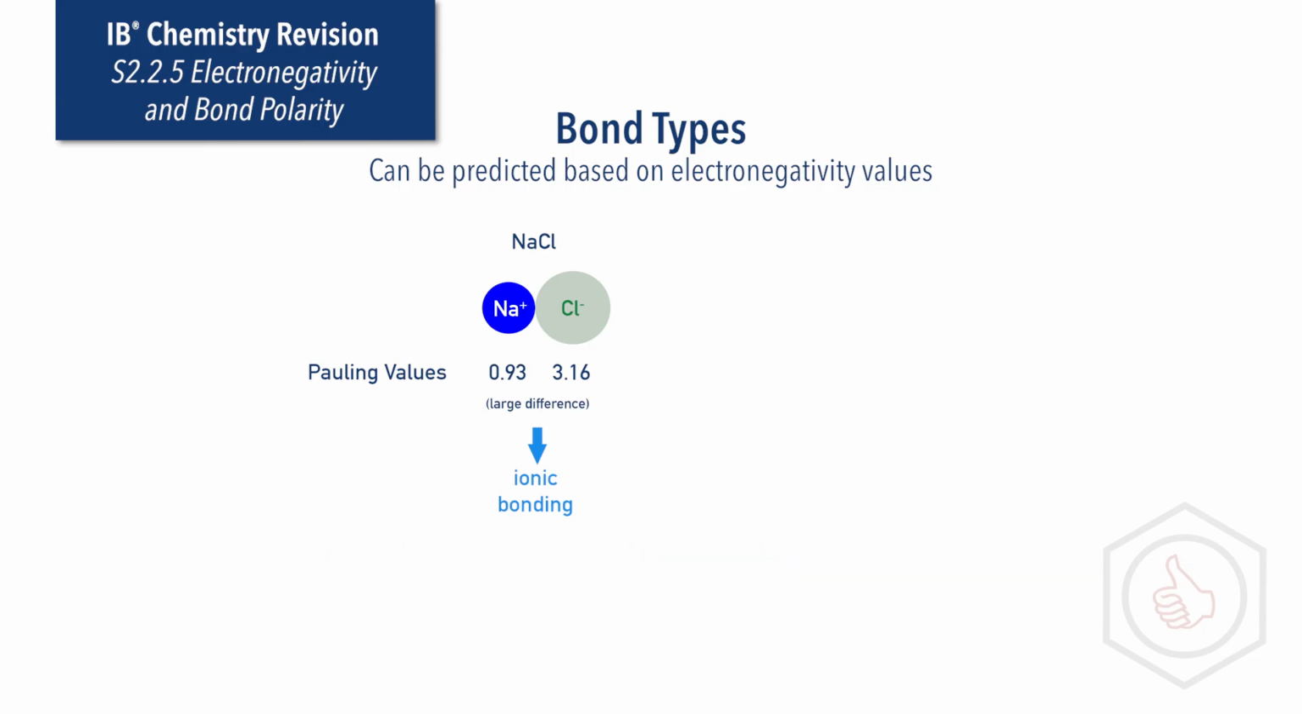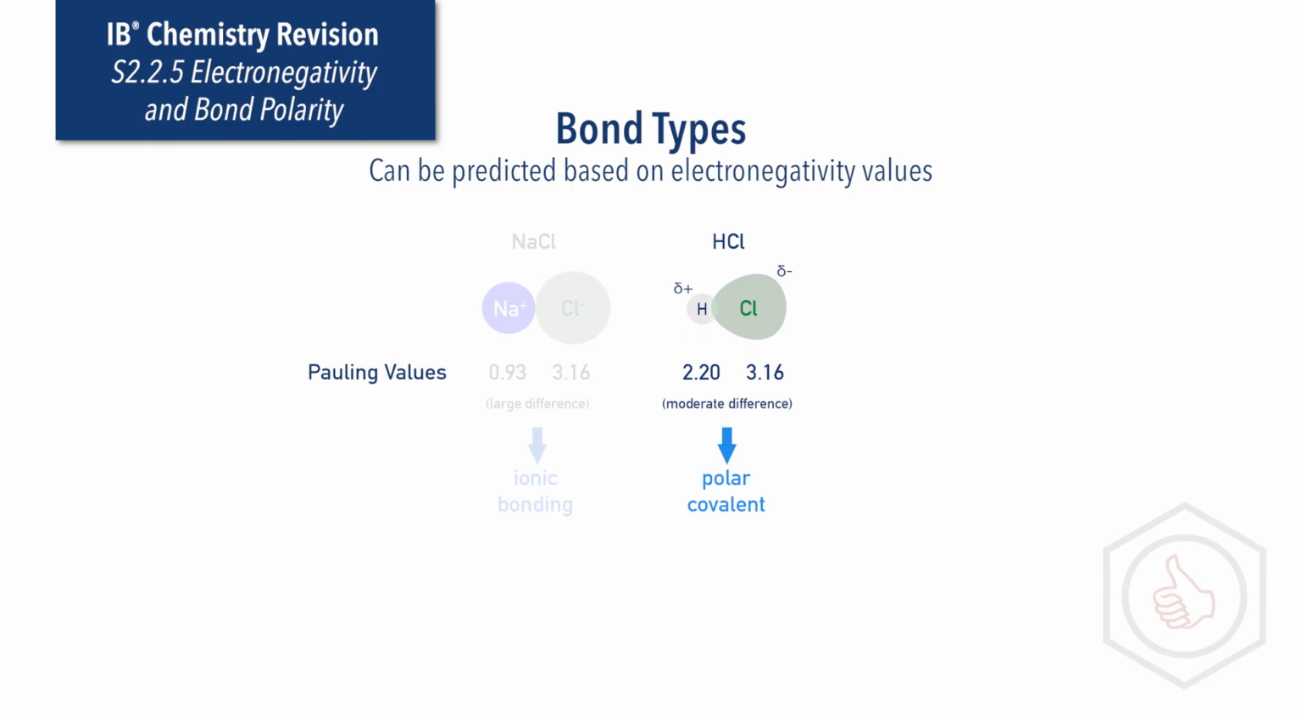If the difference, however, is only moderate, somewhere between 0.5 and 1.7, the bond becomes polar covalent. This is when the electrons in the bond are shared unequally. The electrons will be more attracted towards the atom with the higher electronegativity, and this atom will end up with a partial negative charge. And the atom with a lower electronegativity will end up with a partial positive charge. This is why the bond is described as polar, because it has two opposite poles to it, a negative end and a positive end. The greater the difference in electronegativity, the greater the polarity of the bond.